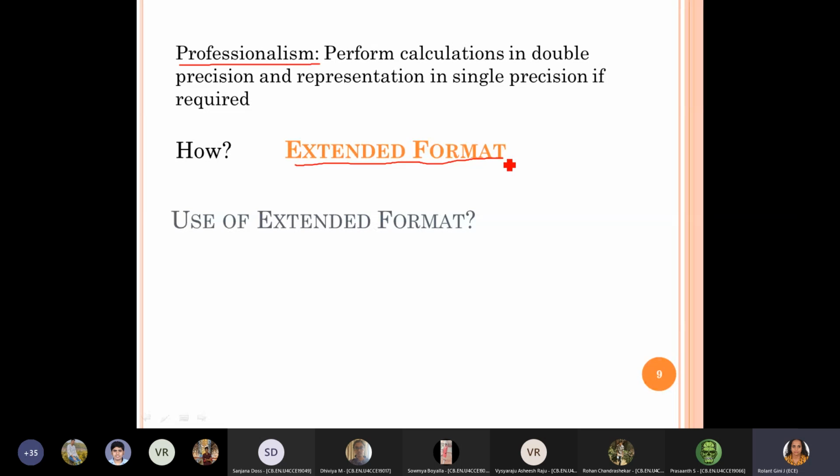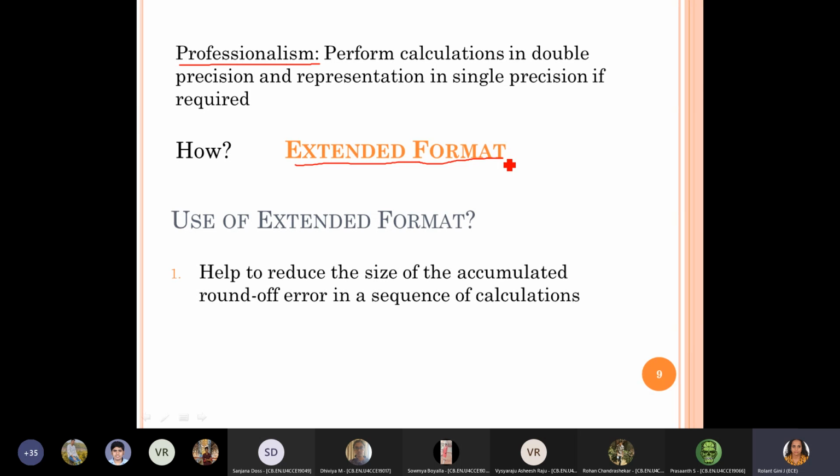So what is the use of going with this extended format? What advantage do we get? I already discussed it, but I'm listing it once again here. This reduces the accumulated round-off error, because at every stage error gets introduced when we do the truncation or rounding, whatever method we use.